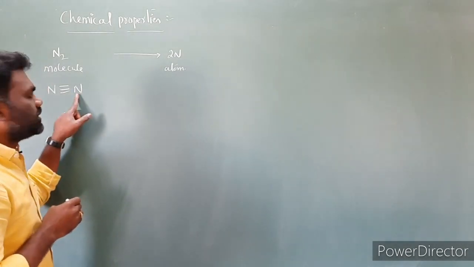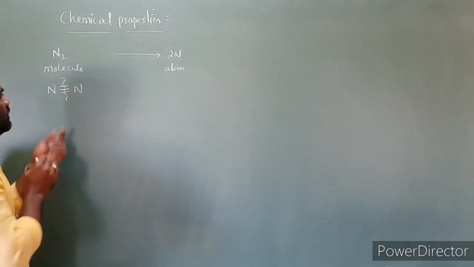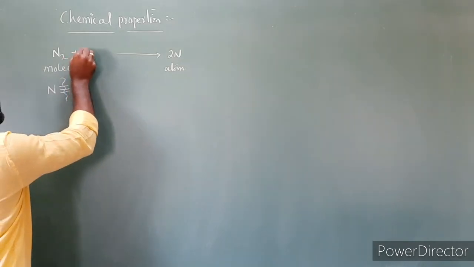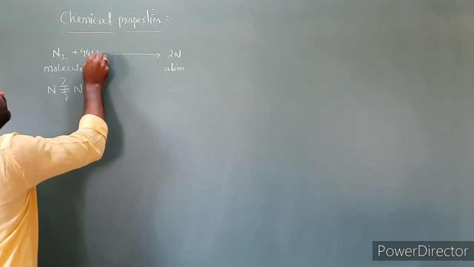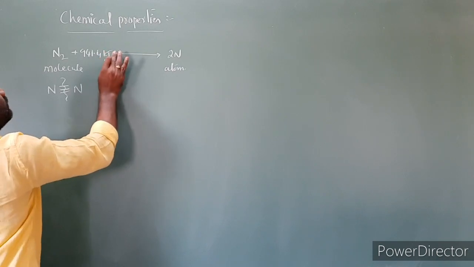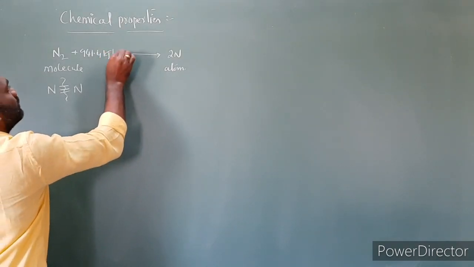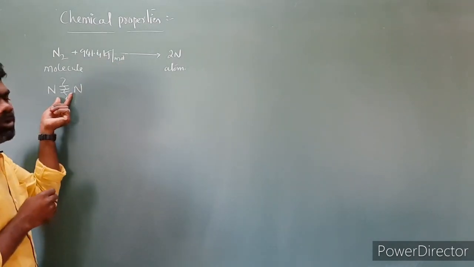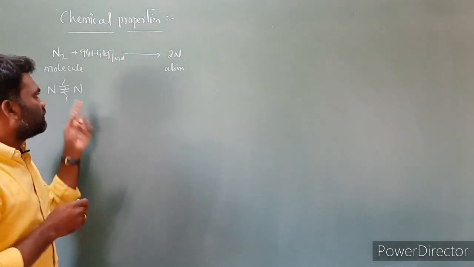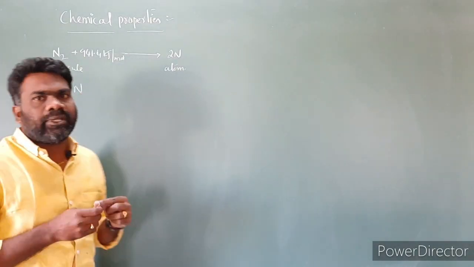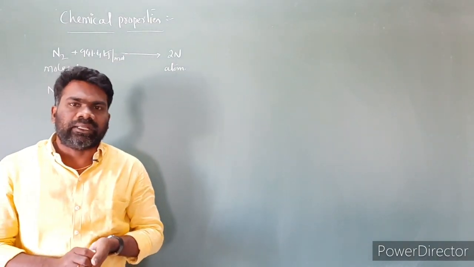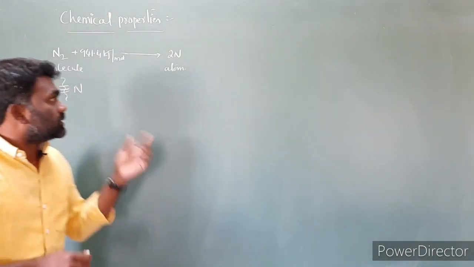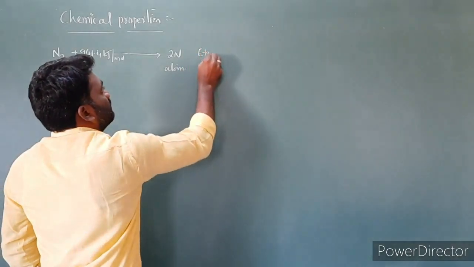To separate these two nitrogen atoms we must break this triple bond. To break this triple bond requires very high energy. That energy is 941.4 kilojoule per mole. Because of the high bond dissociation enthalpy, nitrogen is chemically inert. Simply, it does not participate in chemical reactions at room temperature. So this is endothermic.